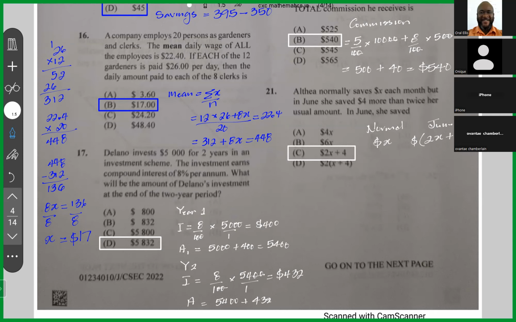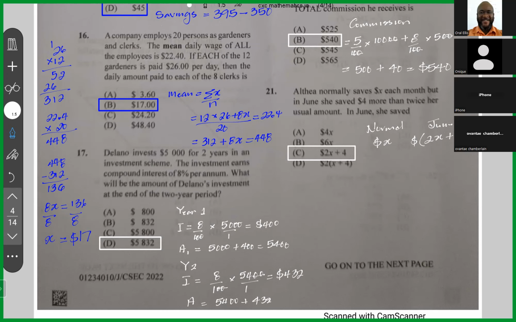Now 12 persons each receive $26. So it's 12 times 26, that's the amount of money, plus the 8 clerks, we don't know how much money they receive. So I just call that amount of money X. So 12 times 26 plus 8 times X, divided by 20, is equal to $22.40.